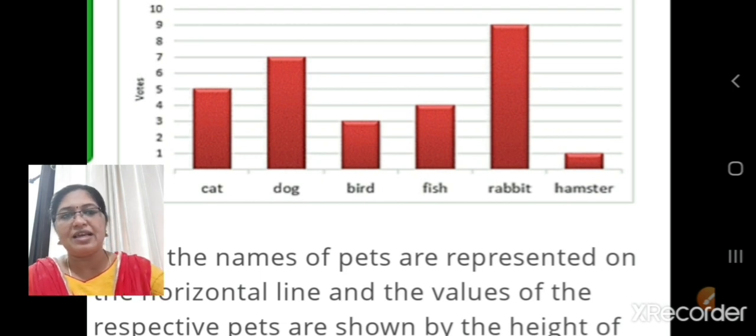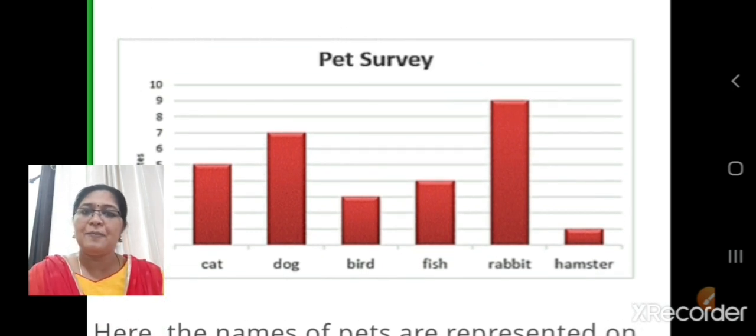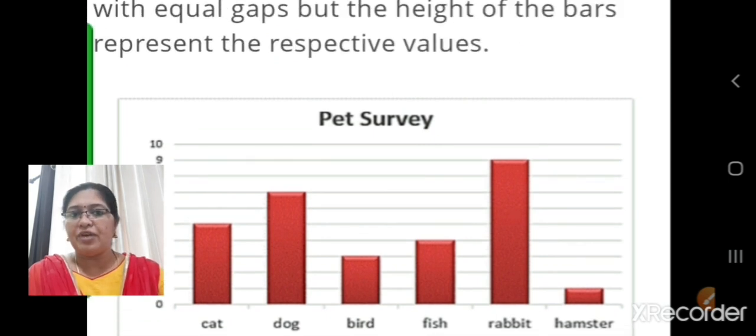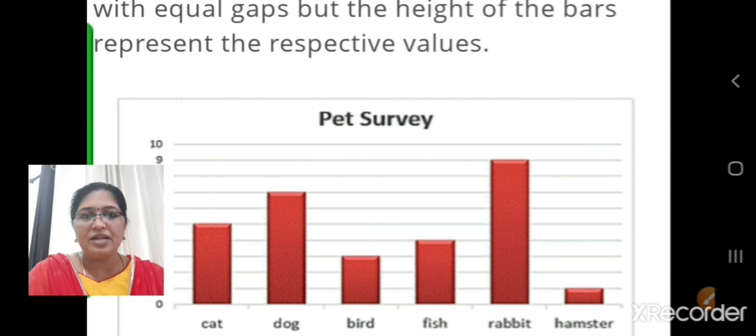So when we see the bars, we are able to understand the information in a very good manner. This is the use of the bar graph. It is drawn with the same width and the same gap in between.